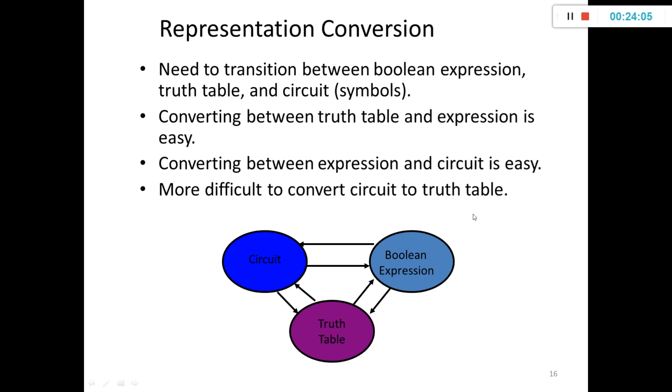Next, representation conversion. We need to transition between boolean expression, truth table and circuits. Converting between truth table and expression is easy, as I have already explained. Given a truth table we can write the expression, and given an expression we can write the truth table, vice versa. Converting between expression and circuit is also easy, and I have given a flow chart here. You can see it's very simple. Given a circuit we can write a boolean expression and then the truth table. Given a boolean expression we can write the truth table and also the logic network. Or given a truth table we can write the circuit and then the expression. Vice versa is possible.